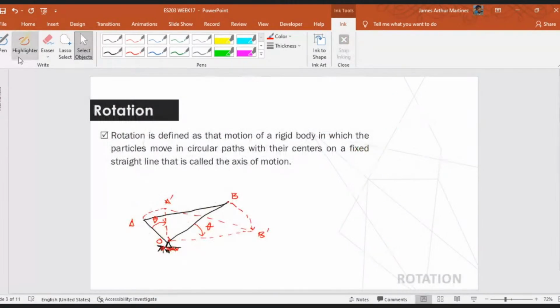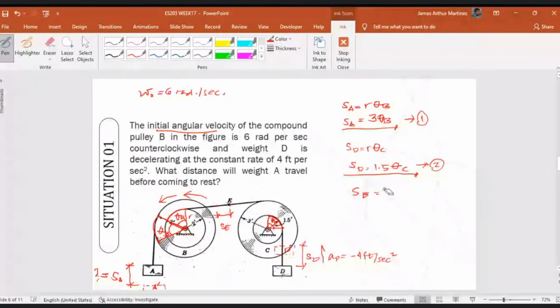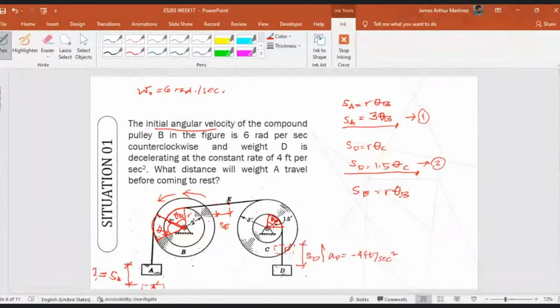As in my introduction earlier, when we deal with rotating bodies, their angular displacement is equal. So it is the same principle here. SE in relationship with pulley B is the radius times the angular displacement of B. So SE is equal to 2 times the angular displacement of B. Let's call this equation 3.